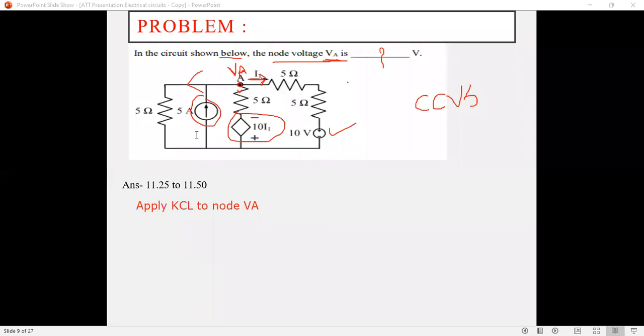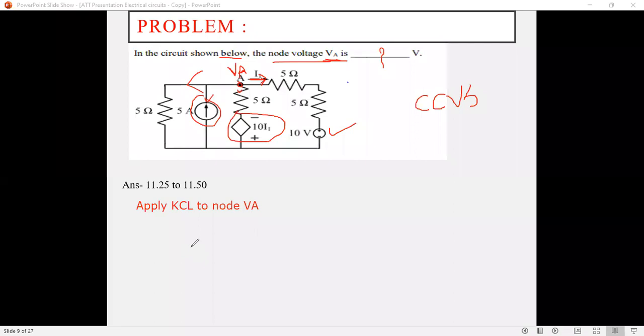Just apply KCL. Incoming is equal to outgoing, or all the currents meeting at a junction point equal 0. Write either one. Okay, we will apply KCL. This current is outgoing, this current is incoming, so incoming equals outgoing. This one is incoming, and this one, this one, this one are outgoing.